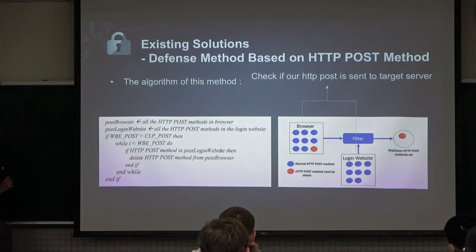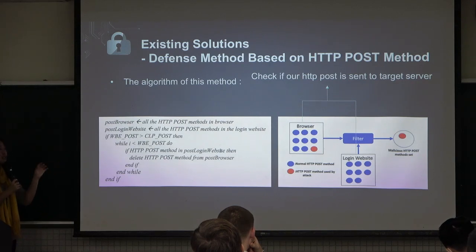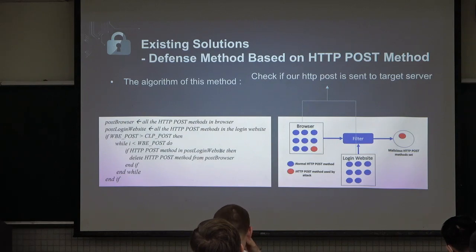Yes, you can see the picture on the left-hand side. This browser sends nine HTTP post requests, and however, we can find that only eight of them are sent to the target server. So maybe we can just check if our HTTP post is sent to the target servers. If yes, continue. If no, we ban it. Yes, this is a very simple concept. And the right-hand side is the algorithm of this method. Yes, you can take a quick look.